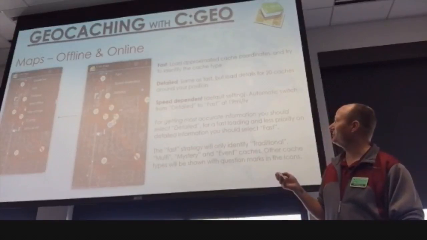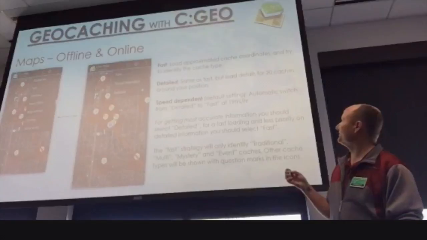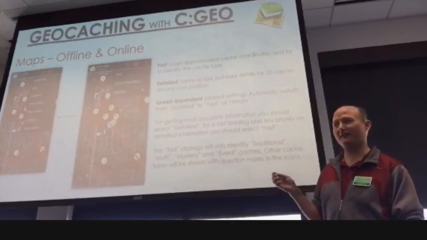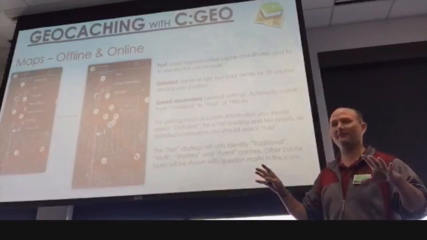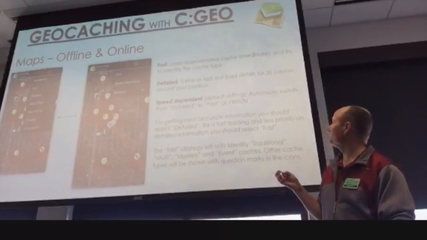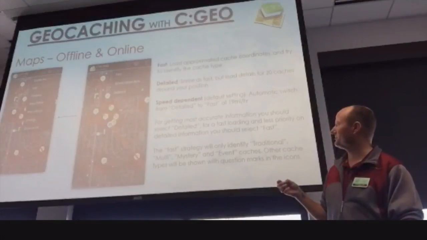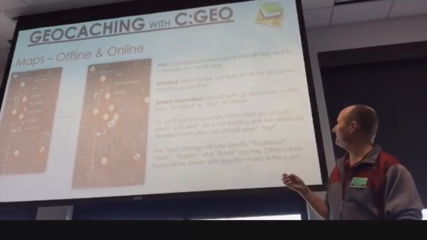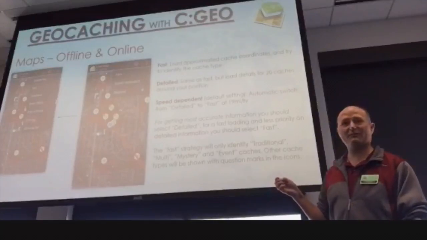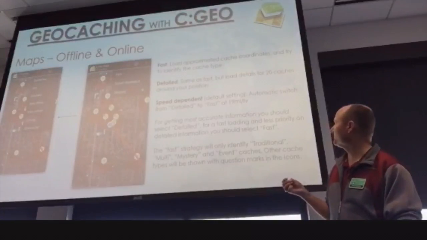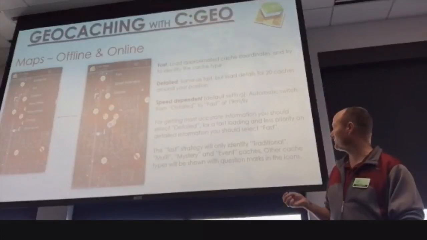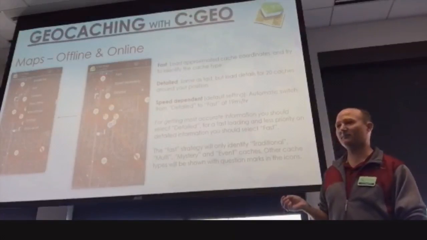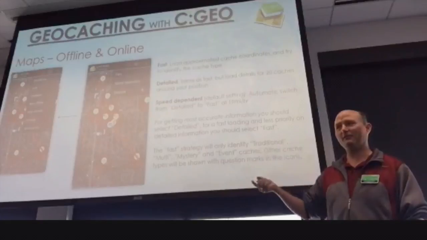I always have mine on detailed, but if you do fast, it'll do approximate coordinates and try to identify cache type. So if you're just in an area, I want to know if there's any caches nearby, go fast and then figure it out later. Detailed is going to load details for 20 caches around your position. And then speed dependent, depending on how fast you're going, it'll automatically switch to detailed or fast. The most accurate is detailed. And then the fast strategy will only pull up traditional, multi, mystery and events. And then the other ones will still pull up, but there'll be question marks unless you click them, then it'll load more.